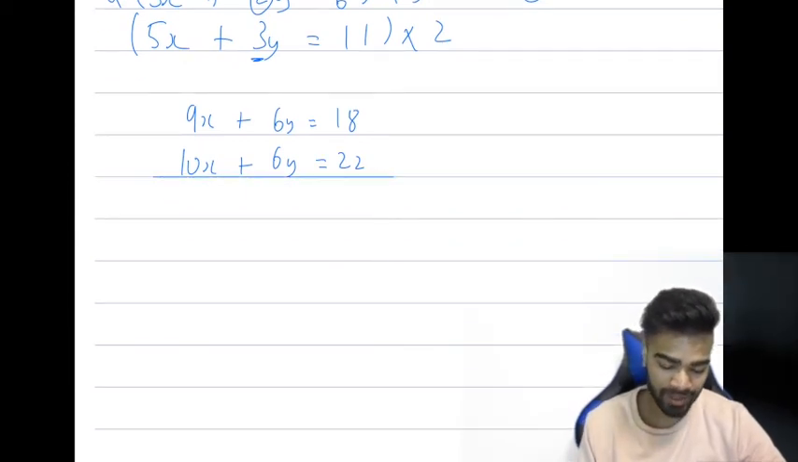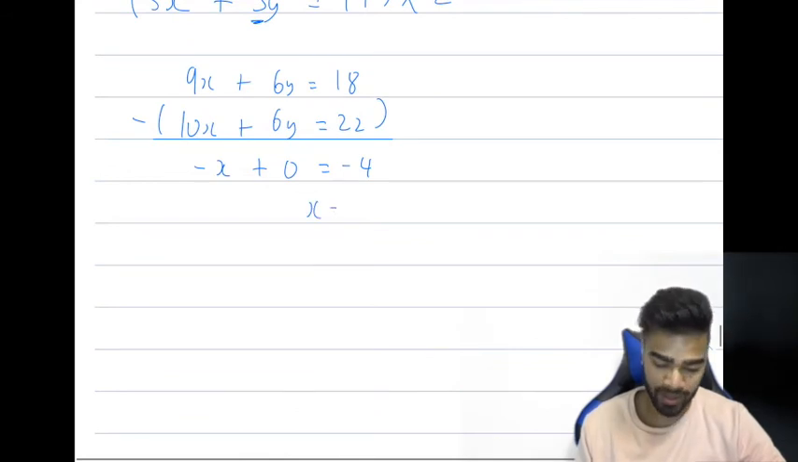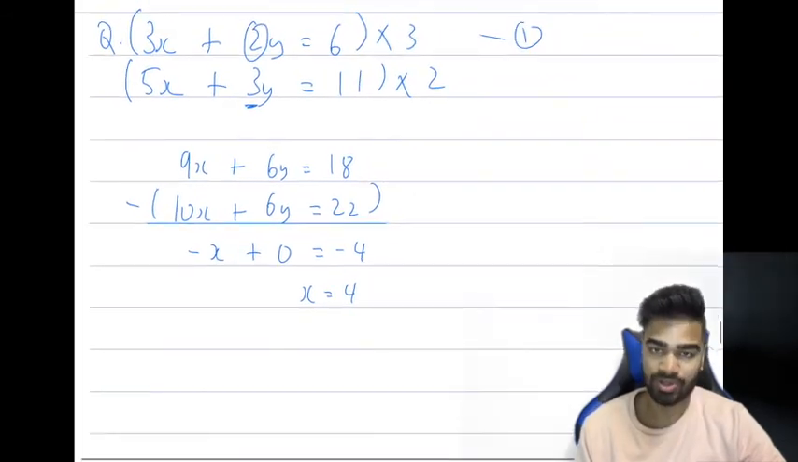We'll do it together. So next, because it's both positive, we need to subtract to get rid of the y. 9x minus 10x is actually negative x plus 0. 18 minus 22 is negative 4. Okay, so then x is equal to 4 if you solve that.